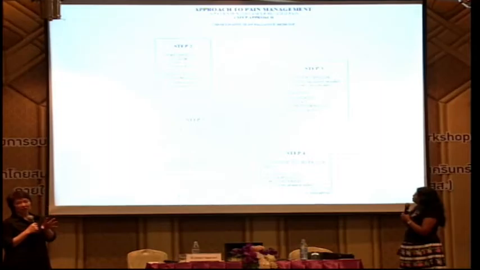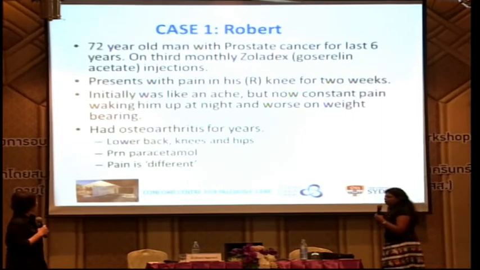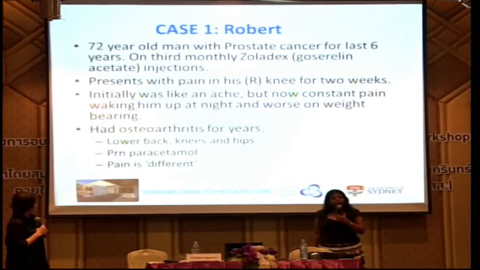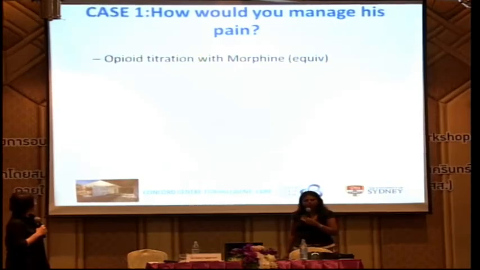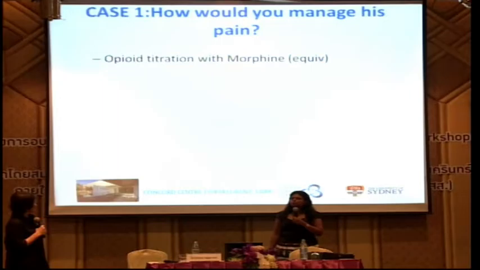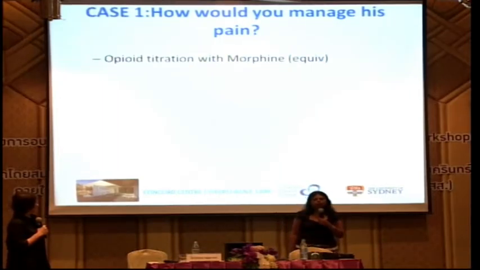So remember the case, Robert? So what did we do? We titrated opioids straight away. Most of these cancer patients will need opioids. There is no point really going through codeine. Opioids would be a starting place.